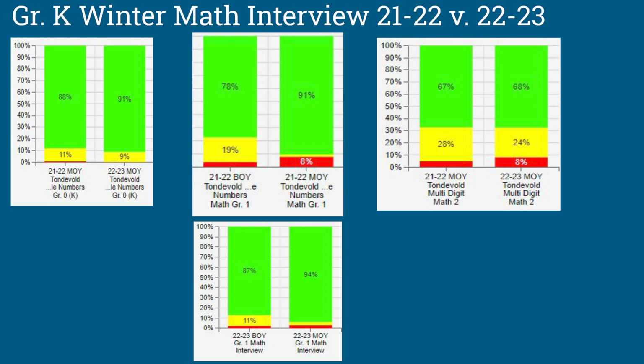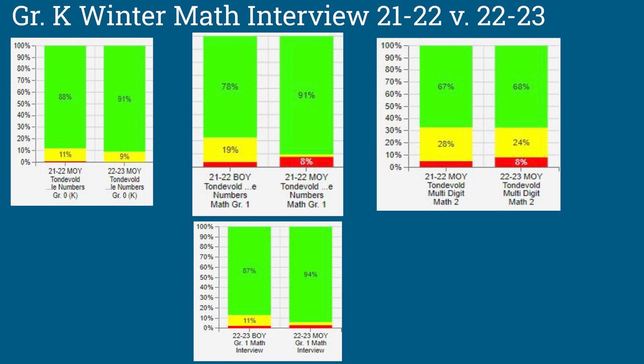The next part of this is the math interview and MRIs that we give the students as the universal screener. So remember, these are done one-on-one with the teacher and the student. For kindergarten, this up here will show last year, middle of the year, and this year, middle of the year. So last year, 88% of our students were on level. This year, 91% of our students are on level according to the math interview.